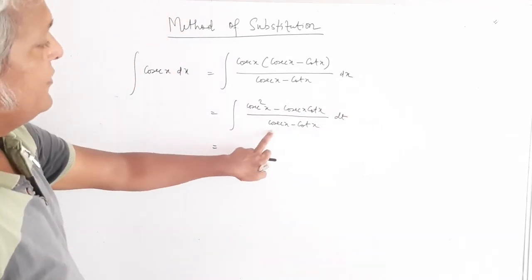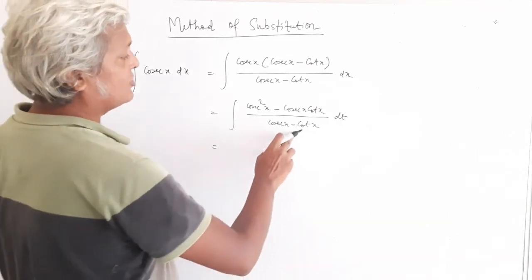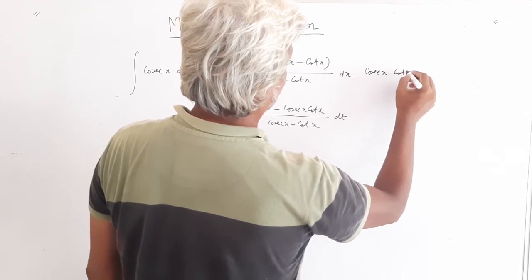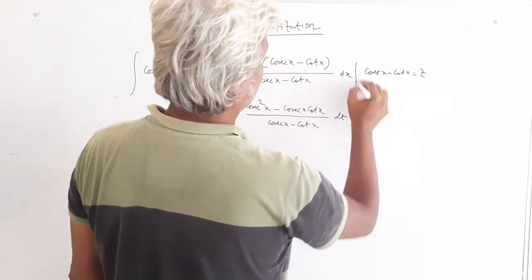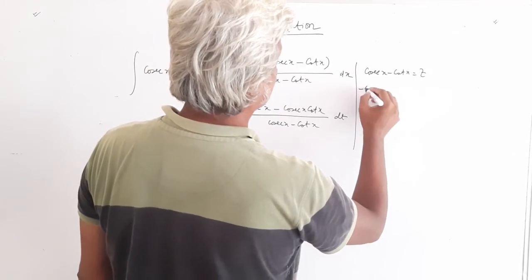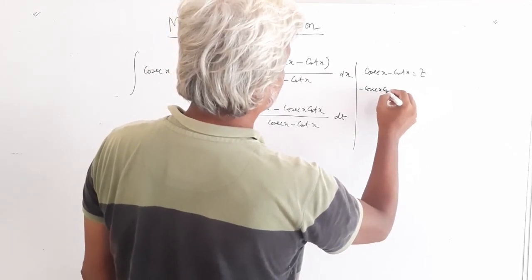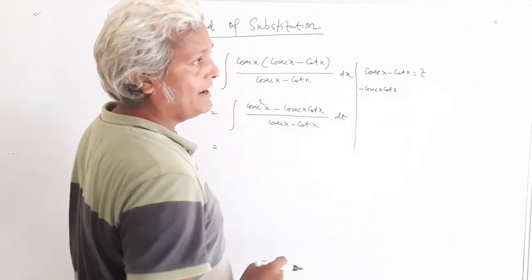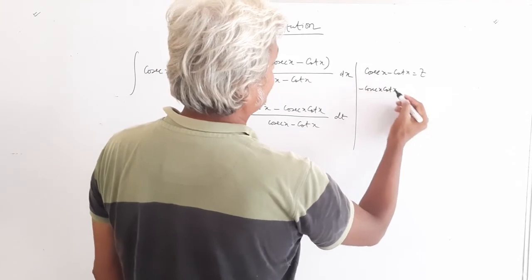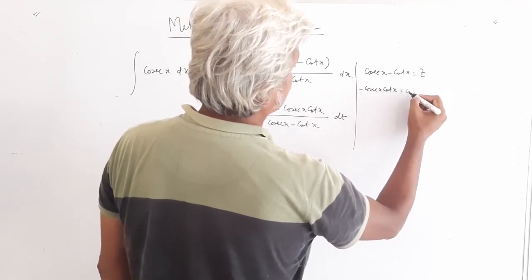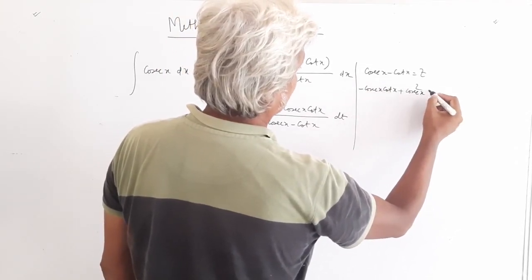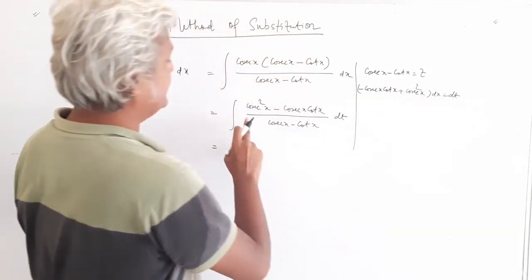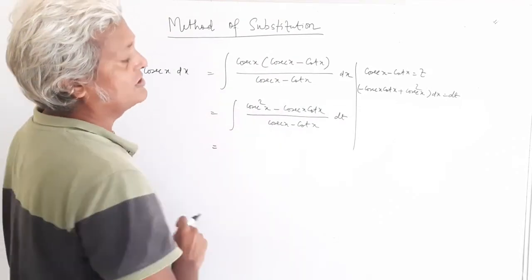Then if you assume cosec x minus cot x as t, the differentiation of cosec x is minus cosec x cot x, and the differentiation of cot x is minus cosec square x, but we already have a negative term, so this will become plus cosec square x dx equals dt. Now just take what we need, cosec square x minus cosec x cot x.